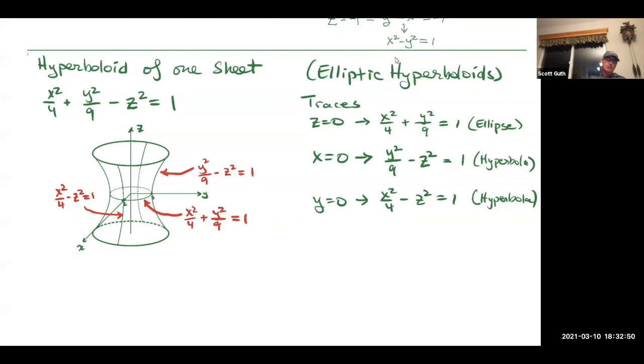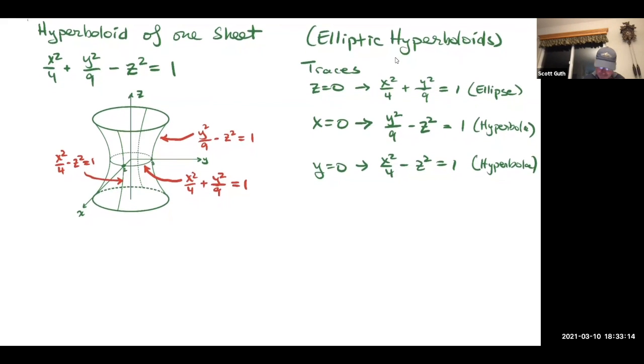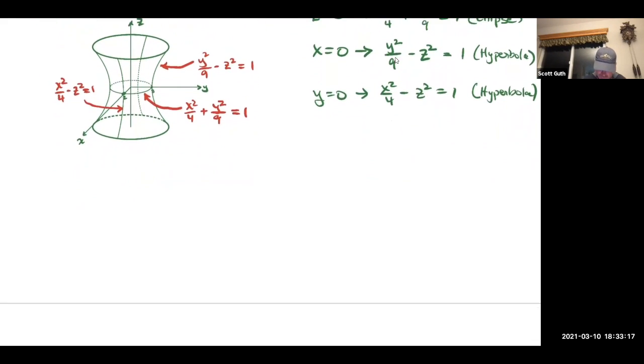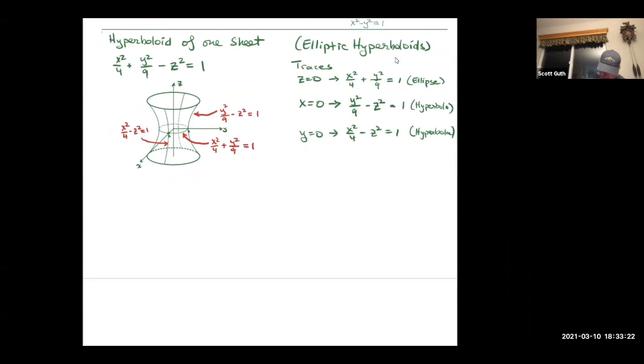All I have to do is take one of the plus signs in a one-sheeted hyperboloid and turn it into a minus sign, and I've made a two-sheeted hyperboloid, which I'm about to do. These are actually a little easier to draw. All right, so down below, we'll do a hyperboloid of two sheets. This is still an elliptic hyperboloid.